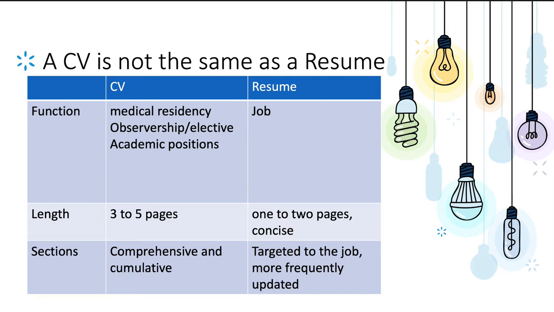The length. The basic CV usually is between 3 to 5 pages. The resume is usually 1 to 2 pages, and it's very short because it's directed toward the job. A CV can be up to 10 to 15 or even 20 pages. It depends on how much research, how much teaching, and how academically active you are. A CV is comprehensive and it's cumulative. Its sections are many, which we're going to see.